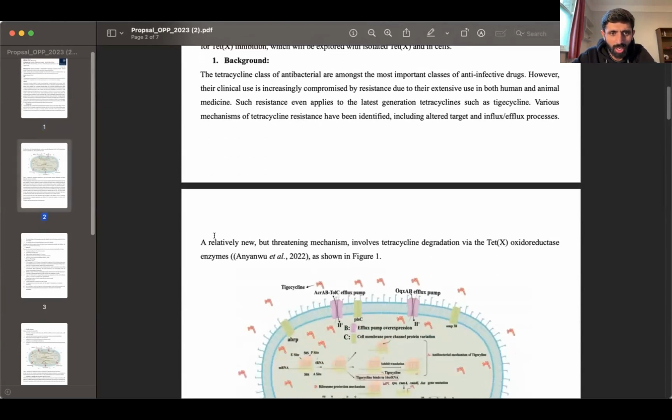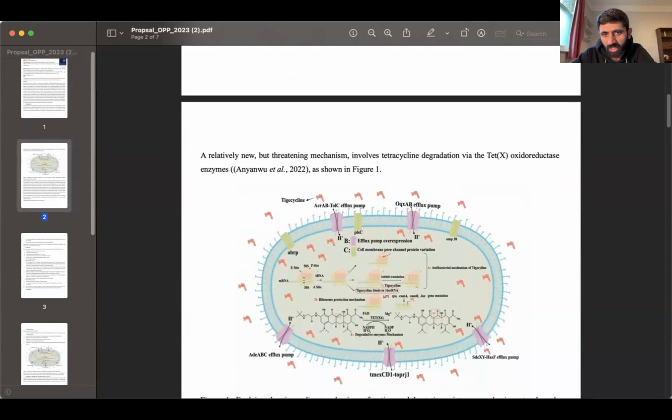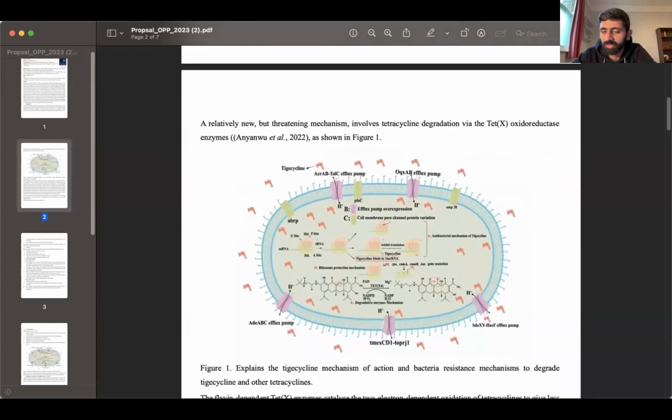A relatively new but threatening mechanism involves tetracycline degradation. Because I discussed in the previous sentence so many resistance mechanisms like efflux pump and target alteration, I am now mentioning one of the most important mechanisms: degradation via the TATX oxidoreductase enzymes. So I'm moving my story towards my main objective, the main purpose of this proposal.